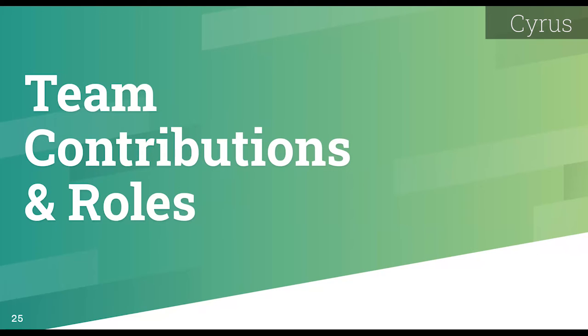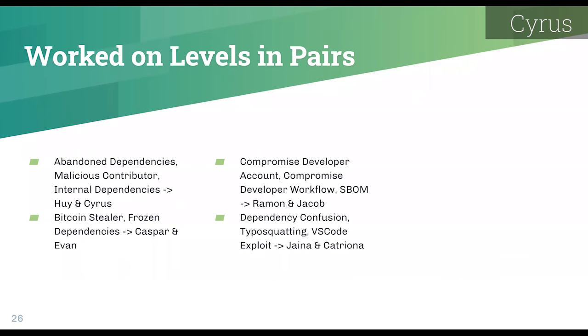Hi, I'm Cyrus Rice, and I'm going to be talking about our team contributions and roles throughout our project. So for our levels, we worked on each of them in pairs of two. Me and Hoy worked on the abandoned dependencies, the malicious contributor, and the internal dependencies levels. Caspar and Evan worked on the Bitcoin stealer and the frozen dependencies levels. Ramon and Jacob worked on the compromised developer account and compromised developer workflow, as well as the software bill of material levels. And then Jaina and Catriona worked on the dependency confusion, typo squatting, and VS Code exploit levels.